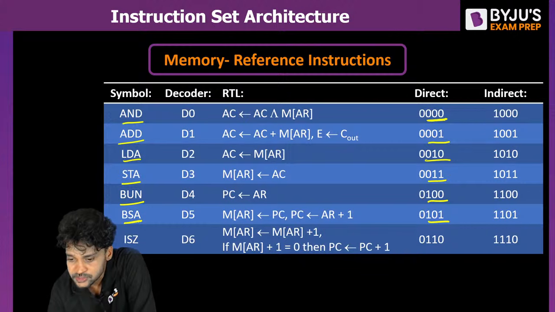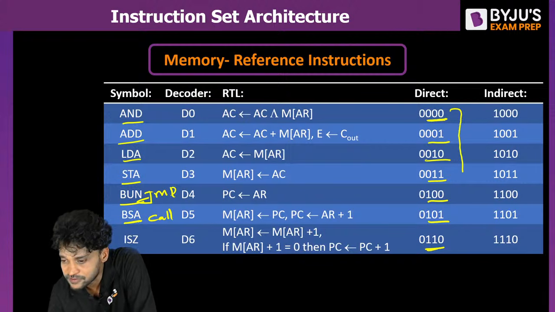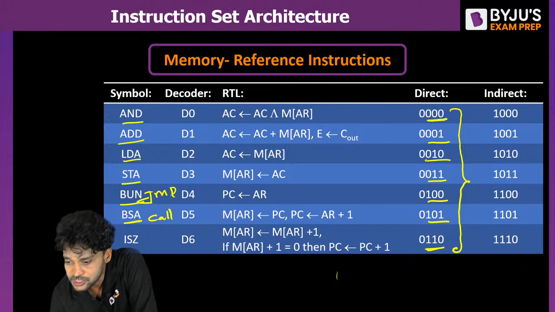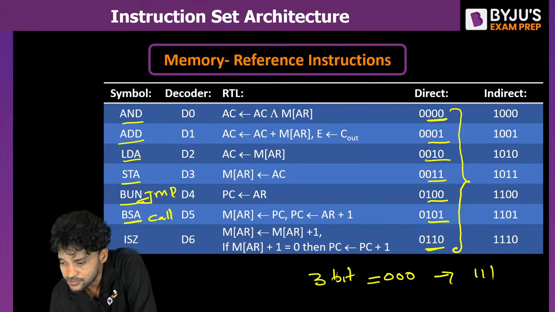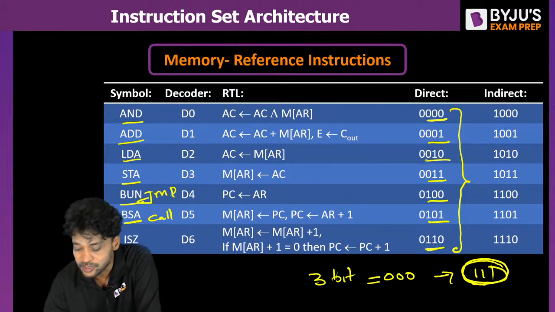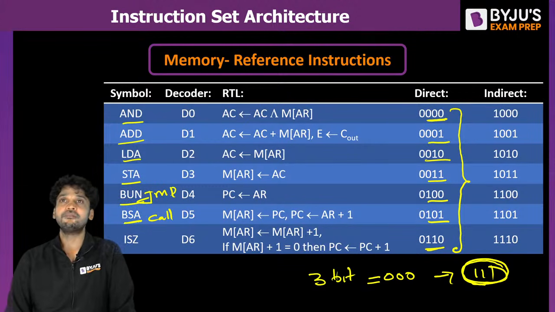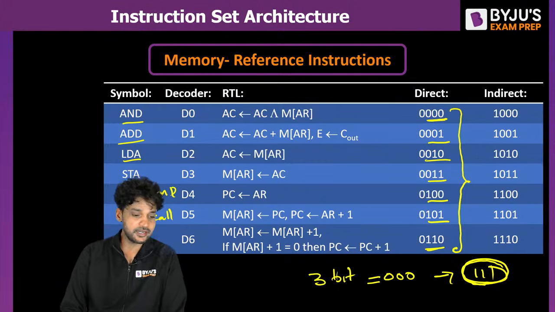What is BUN? Jump. What is BSA? Call. 110, ISZ will get performed. That means my total memory reference instructions are in between 000 to 110, and the opcode is of 3 digits. 3 bits are from 000 to 111, but out of which the 111 combination we did not use for memory reference instructions. The 111 combination is just reserved for register reference and the IO instructions, which I am going to explain to you tomorrow. I hope you got the point.